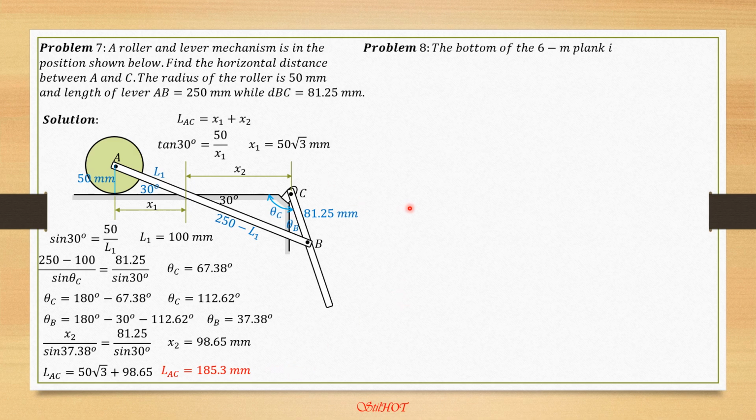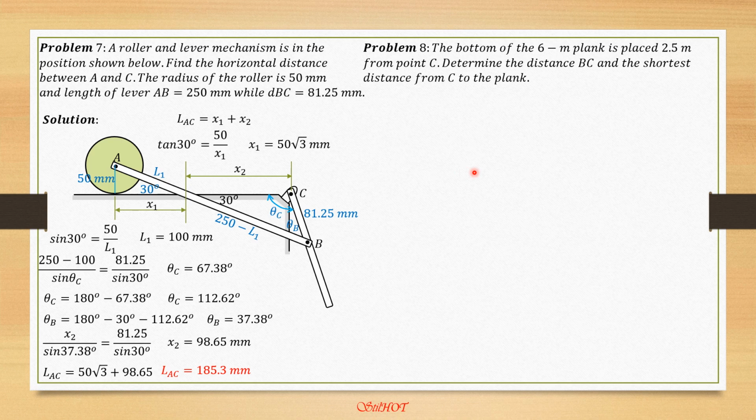Then for problem 8, the bottom of the 6-meter plank is placed 2.5 meters from point C. So determine the distance BC and the shortest distance from C to the pole, or to the plank, from point C to the plank.